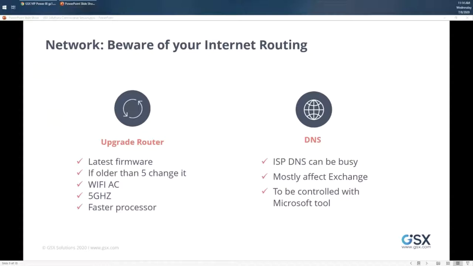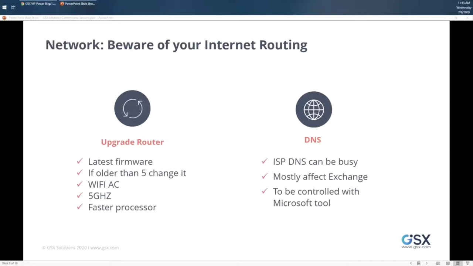The router as well. There have been a lot of changes in routers over the last 3 to 5 years. So it's very important for your offices, but also for your remote workers, and especially the VIPs if you have some, to check how old the router is. If it's more than 3 to 5 years old, you need to change it.